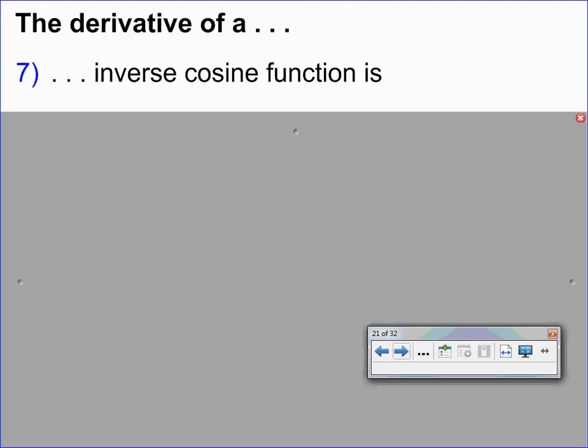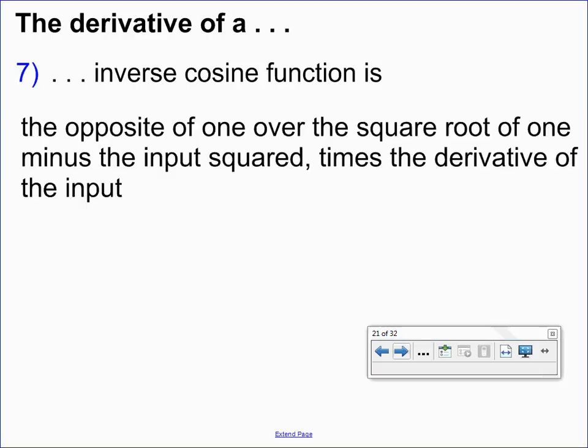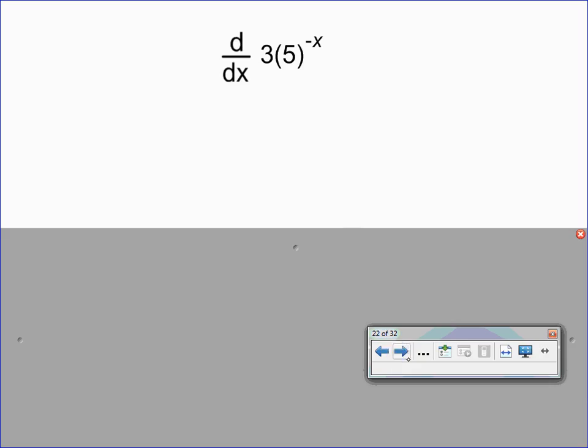Number 9. The opposite of 1 over the square root of 1 minus the input squared times the derivative of the input. Correct. Plus 10. You racked up the points. Oh my gosh, so I'm winning.